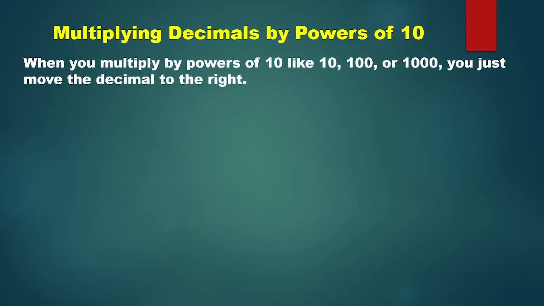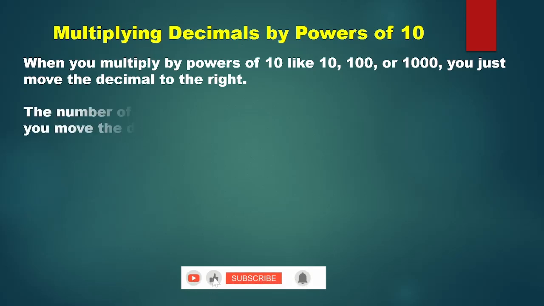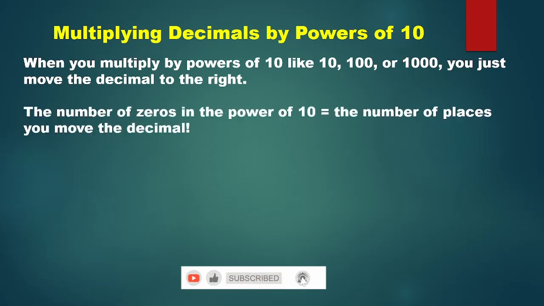This part is cool. When multiplying decimals by powers of 10, like 10, 100, 1000, 10,000, any number that has just 1 and zeros is called a power of 10. So when multiplying decimals by powers of 10, we just move the decimal point to the right. Note, you move the decimal point to the right. Please note, the number of zeros in the power of 10 is equal to the number of places you move the decimal point. Let's take some examples.